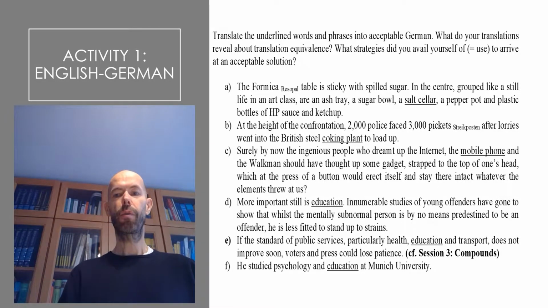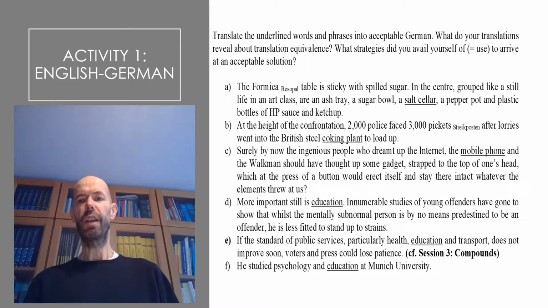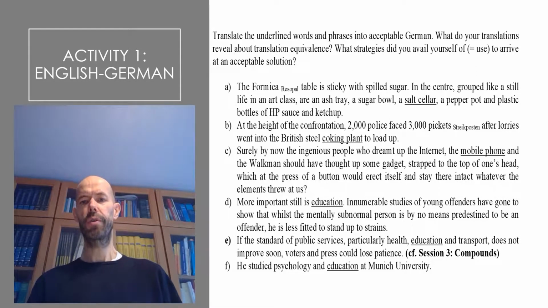Right, I'm going to take you through my own solutions now. The first three items, salt cellar, coking plant, and mobile phone, are what we normally call concrete nouns, and these usually have fairly fixed equivalence in another language, and this is, I hope, what you also found in your own research. So salt cellar is normally translated as Salzstreuer in German. That's the only modern equivalent. There's also a dated equivalent that's gone out of use. That's Salzfässchen. But usually what we're dealing with here is a one-to-one equivalence.